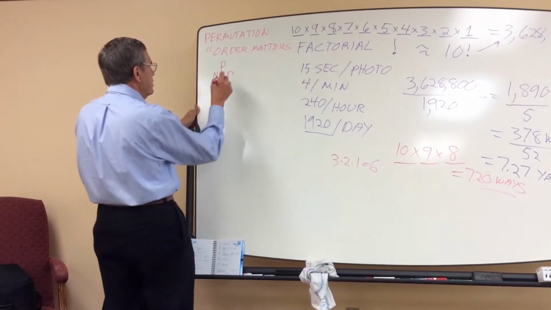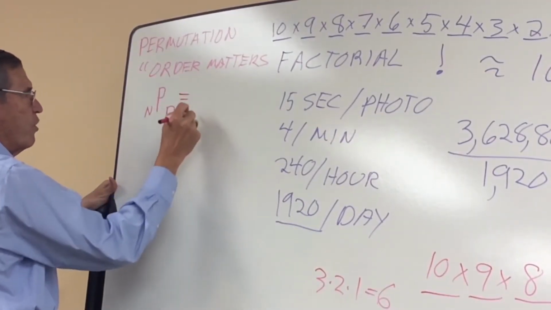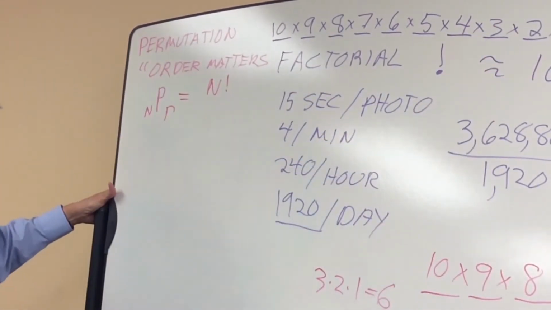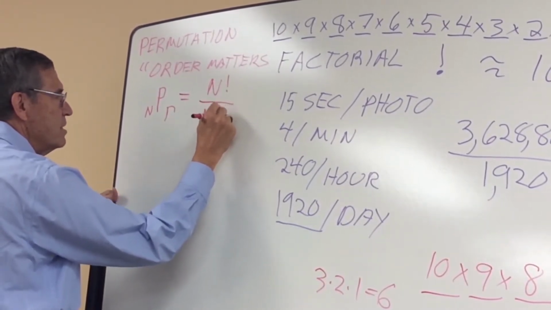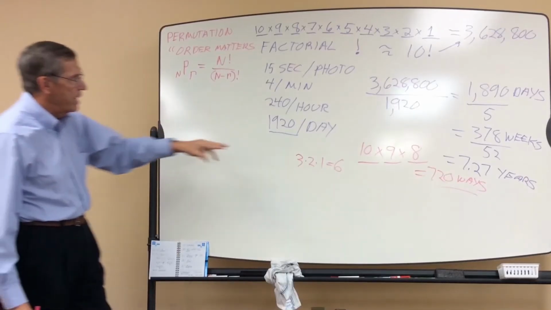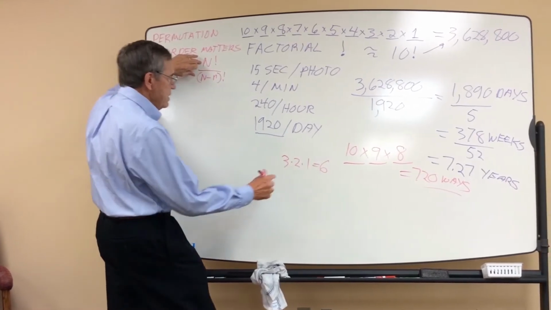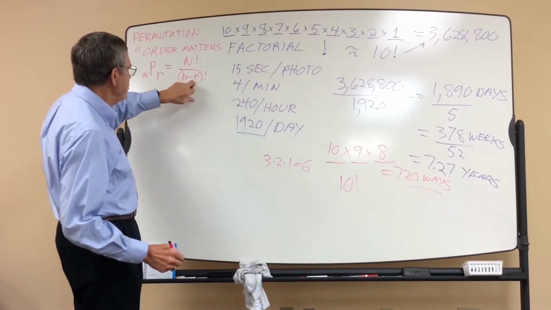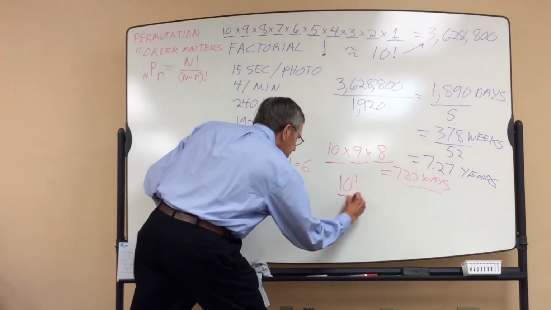So the permutation of n things taken r at a time is given by the formula of n factorial, that's what we had up here, n factorial, divided by n minus r factorial. Let's see how that worked down here. We had 10 books, okay? So we have 10 factorial. We are taking them n minus 3 at a time. 10 minus 3 is 7, divided by 7 factorial.